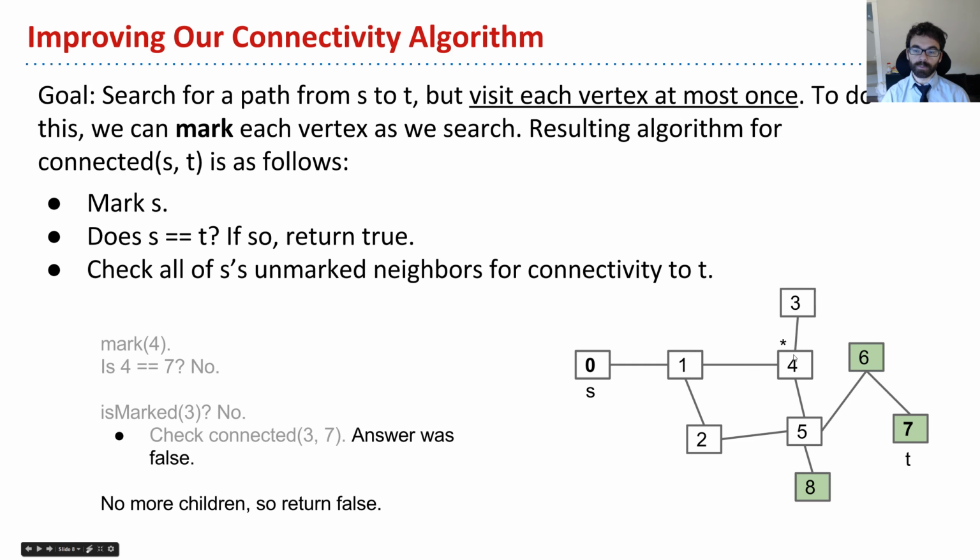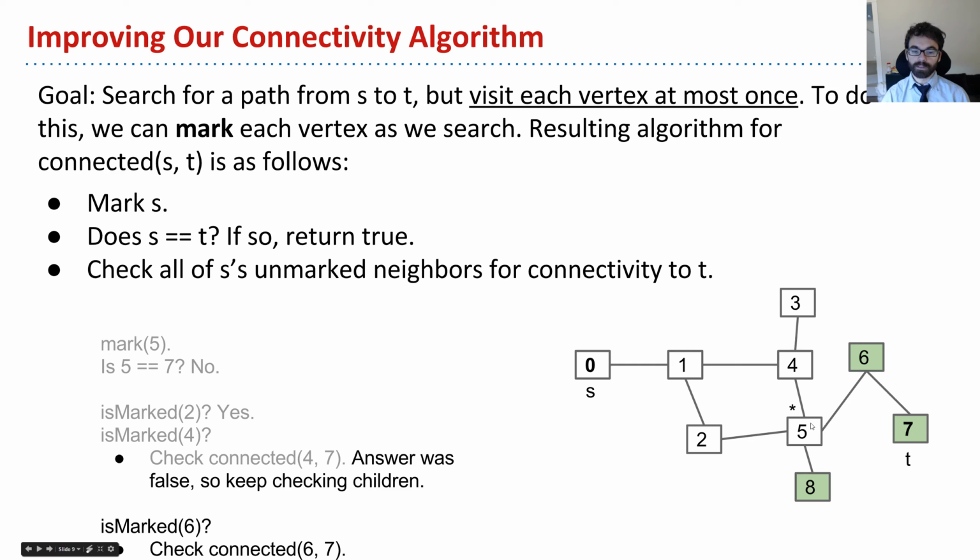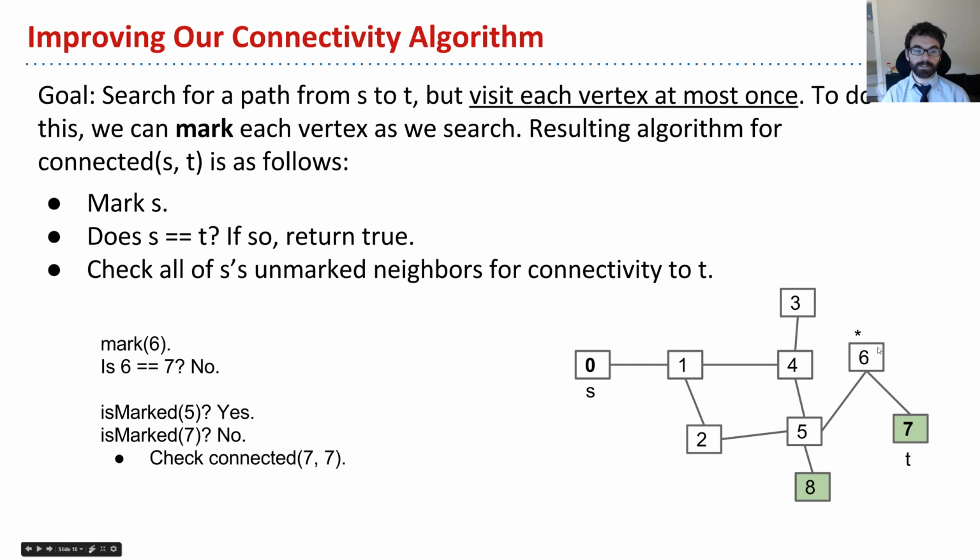So since this is false, we go back to 4. There's no more children, so we return false. We get back up to 5. In this case, 4 wasn't connected, but we still need to check 6 and 8 potentially. So we're going to keep checking our children because there's still some other hope. So then we say, is 6 marked? No, so we'll check connected(6, 7). Is 6 equal to 7? No. Is 5 marked? Yes, so we're not going to use that. Is 7 marked?